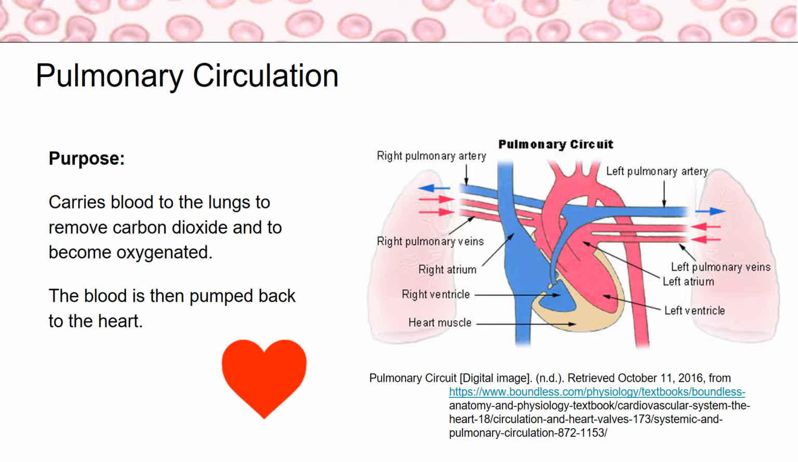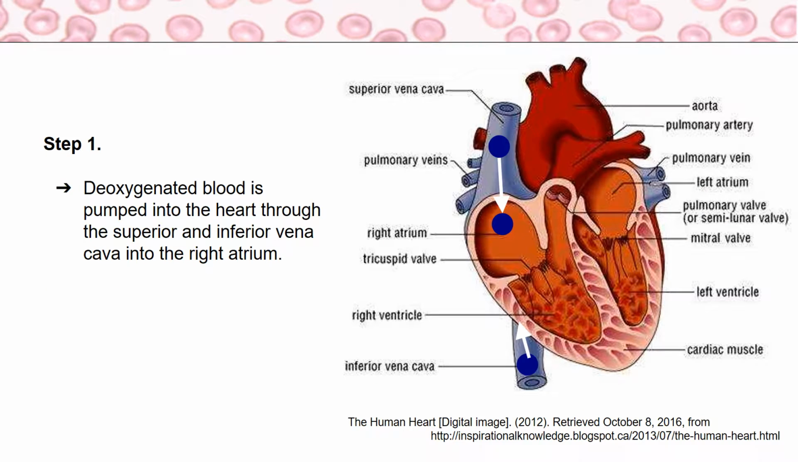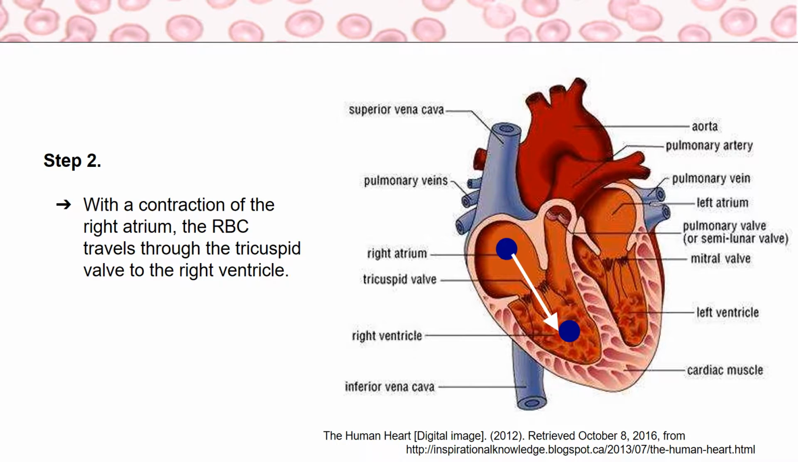Now we'll look at pulmonary circulation. So this is the movement of deoxygenated blood to the lungs to become oxygenated, and then it's returned to the heart. So step 1, blood arrives via the superior and the inferior vena cava into the right atrium. The right atrium contracts, pushing blood through the tricuspid valve to the right ventricle.